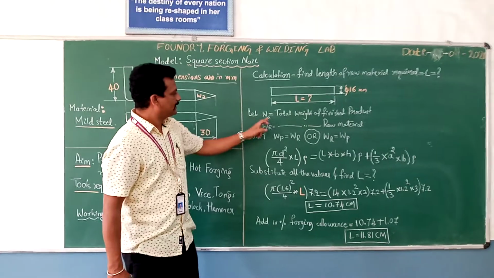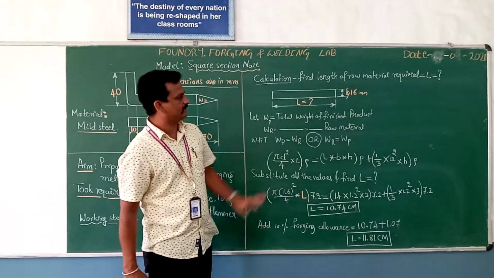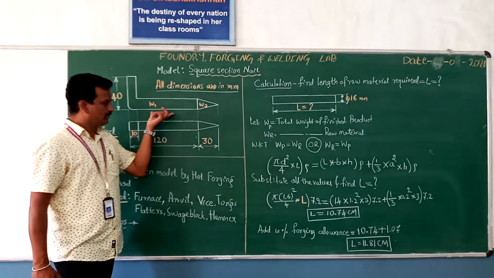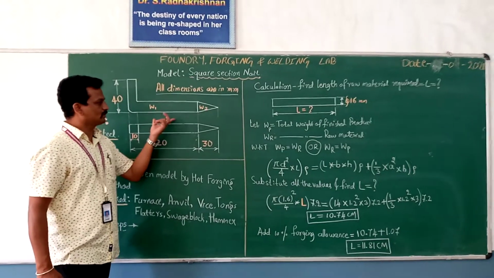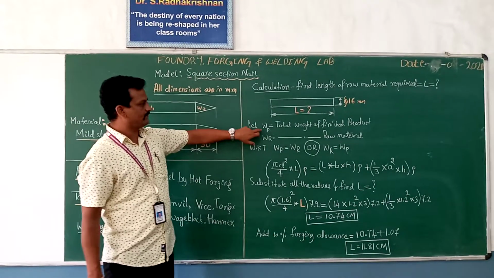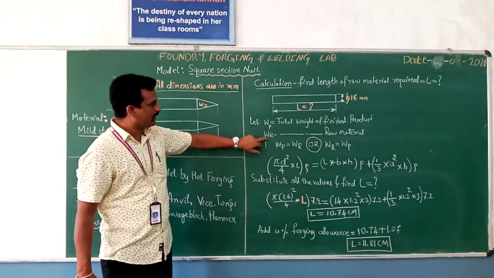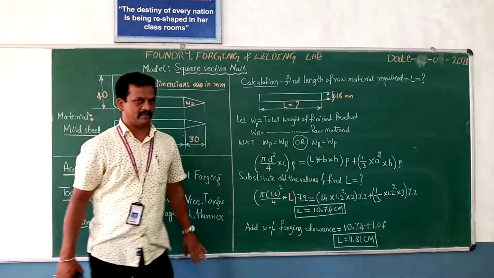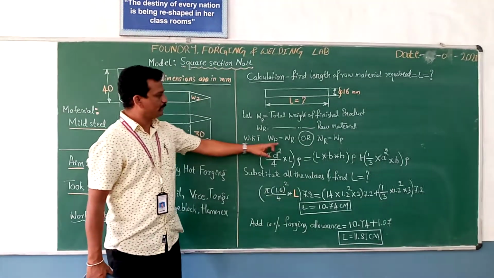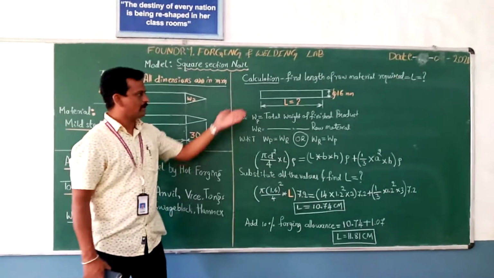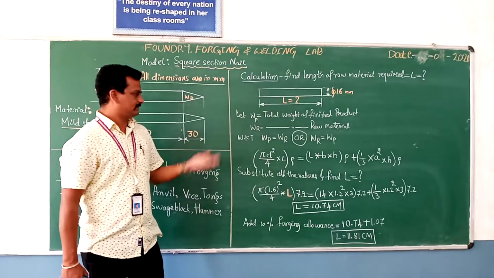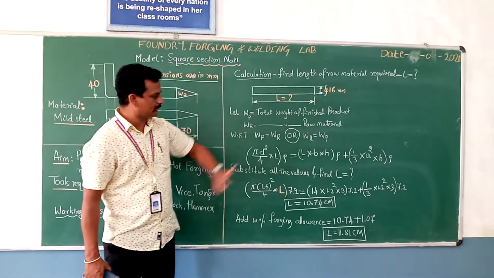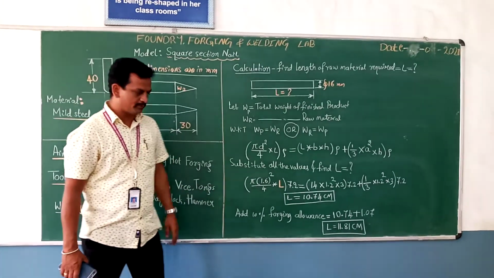Now let WP be the total weight of the finished product. We have all the dimensions here, so we can find the total weight of the finished product. Now WR is the total weight of raw material required. We know that WP is equal to WR, because however much raw material is weighed, that is also the weight of the final product. Now WP is equal to WR, or WR is equal to WP.